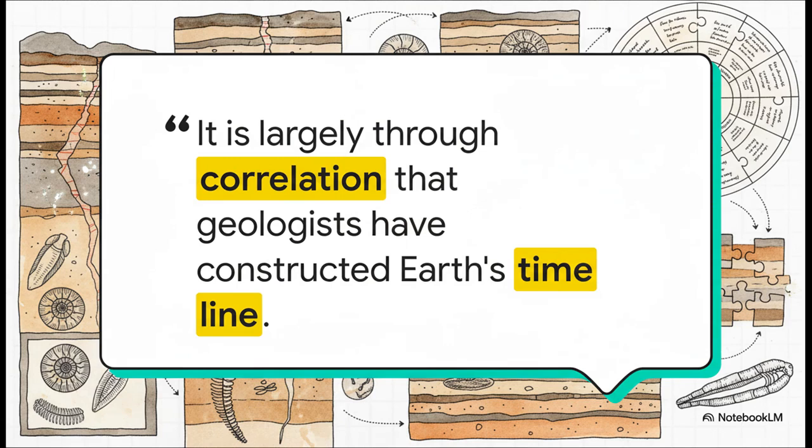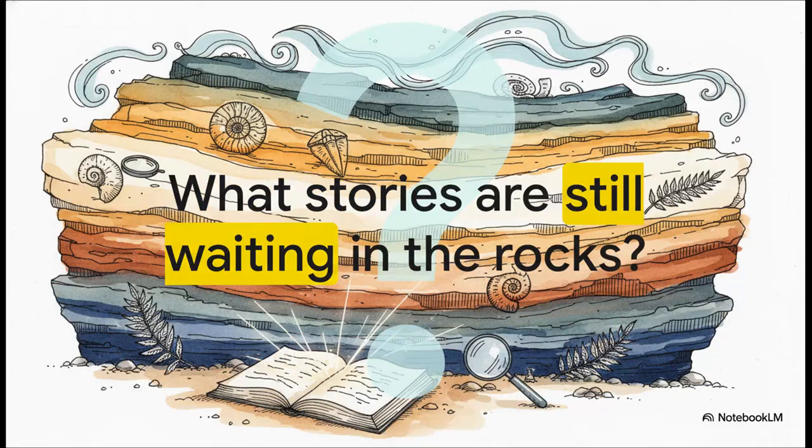And that right there, that's really the key takeaway. That simple act of matching, of correlation. That is the fundamental tool that allowed us to build this incredible timeline. It's like the geologists say. It is largely through correlation that we have been able to construct Earth's history and fill in all those missing pages. Which leaves us with one final, pretty cool thought.